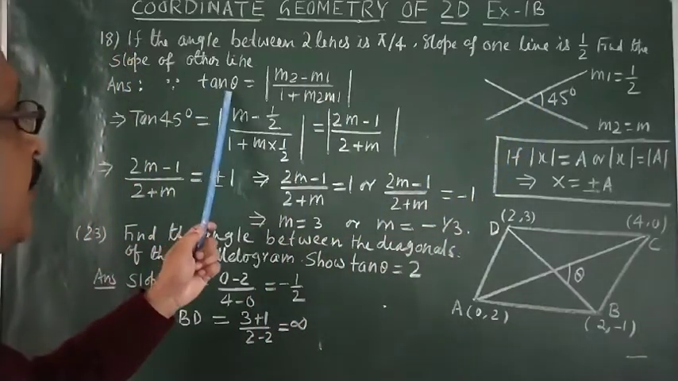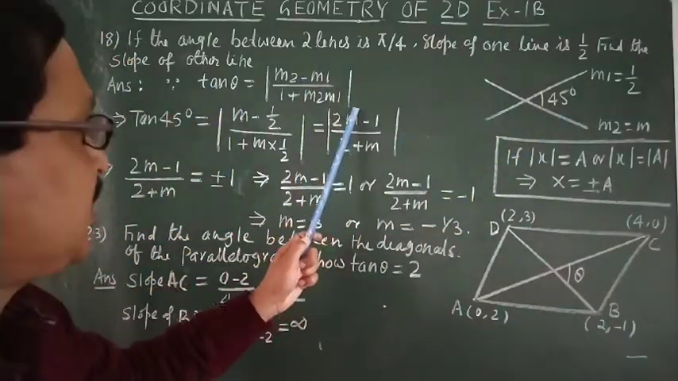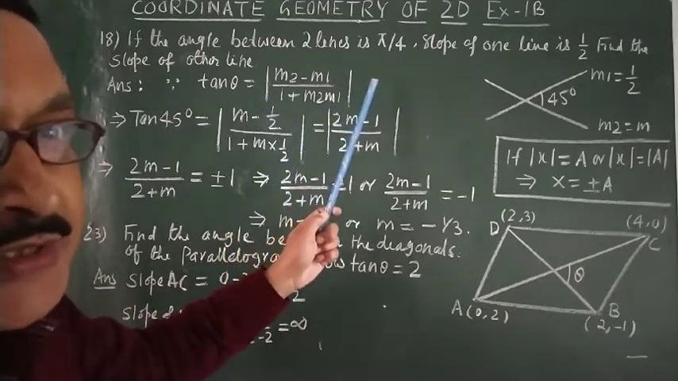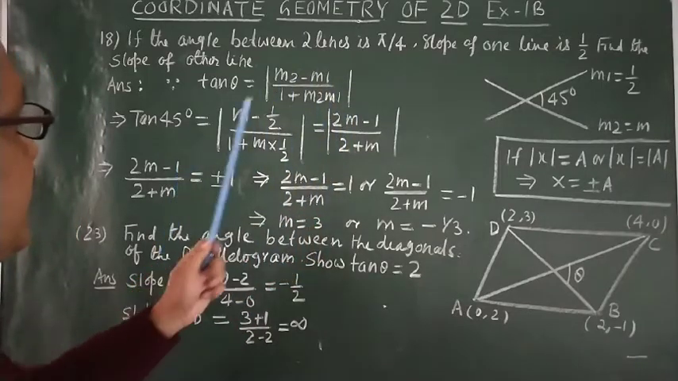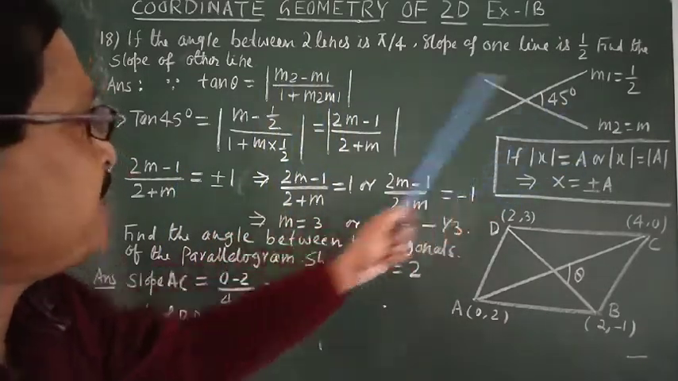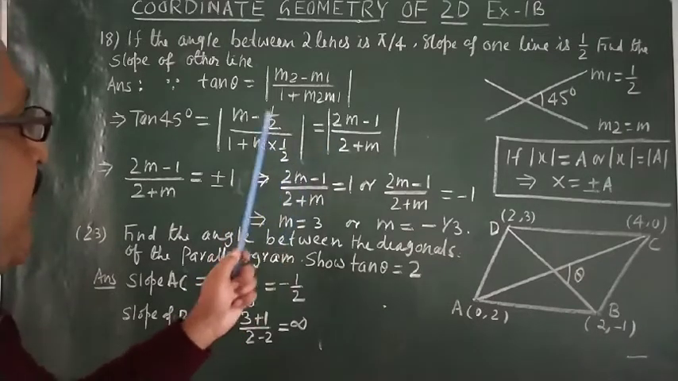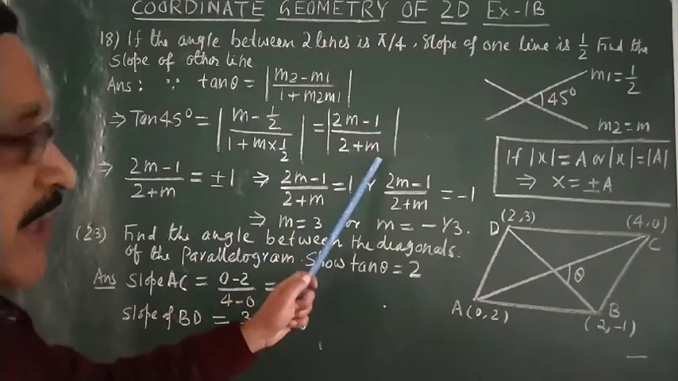Now we know that tan theta is equal to the modulus of (m2 minus m1) by (1 plus m2 m1). The absolute value is being taken in the formula. Now tan 45 is equal to (m minus half) by (1 plus m into half). On simplifying this, we get (2m minus 1) by (2 plus m).